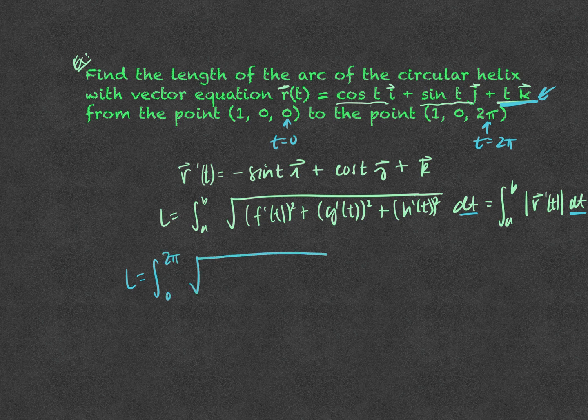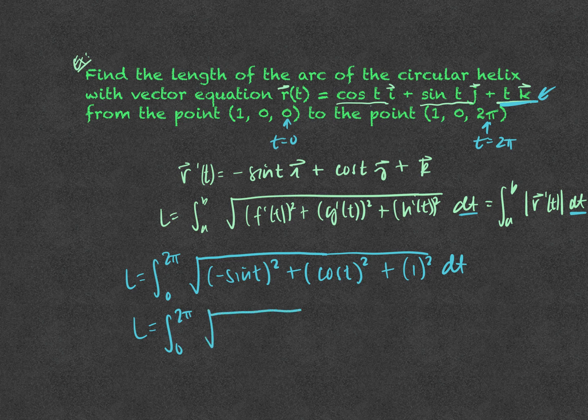And we have the square root of f prime of t is negative sine of t, quantity squared, plus g prime of t is cosine of t, quantity squared, plus, and then we have 1 squared, with respect to t. This one's nice and pretty, 0 to 2 pi. So we have the square root of, I'm going to write it out, sine squared of t plus cosine squared of t plus 1 with respect to t.